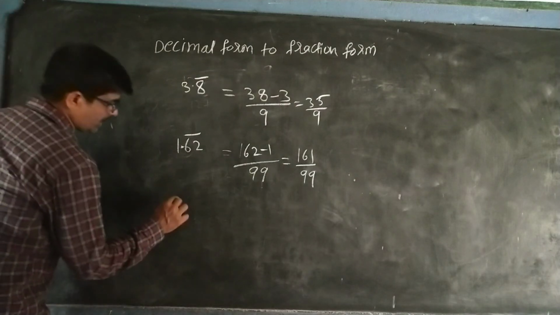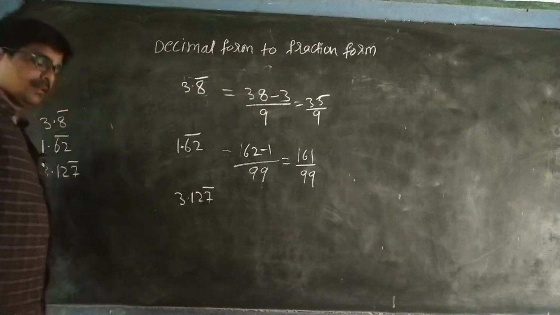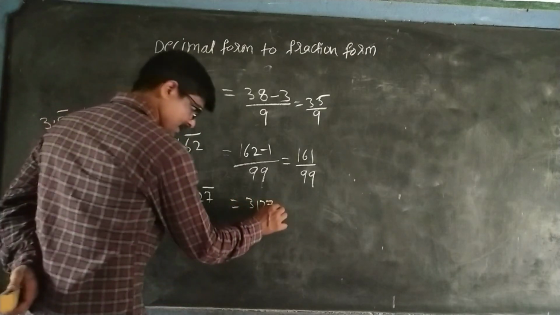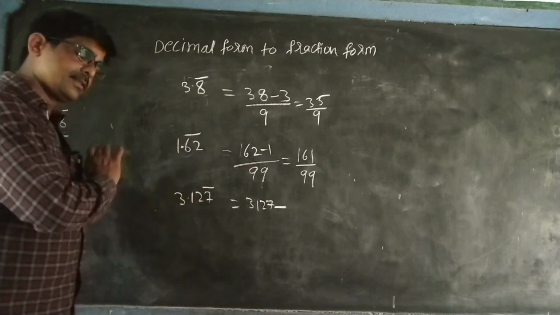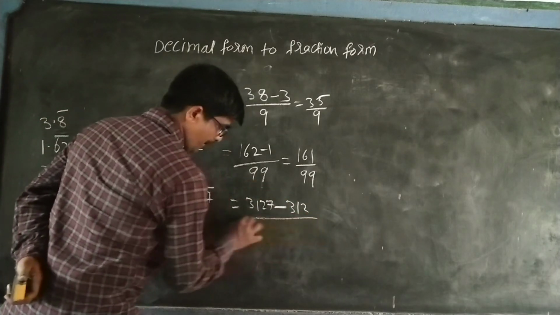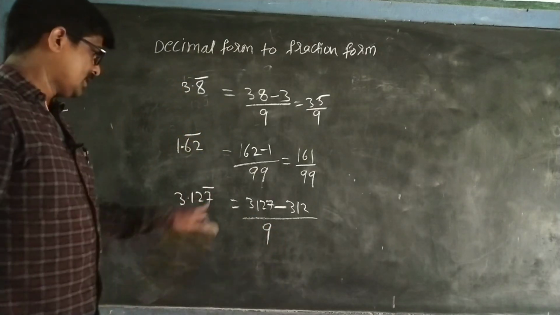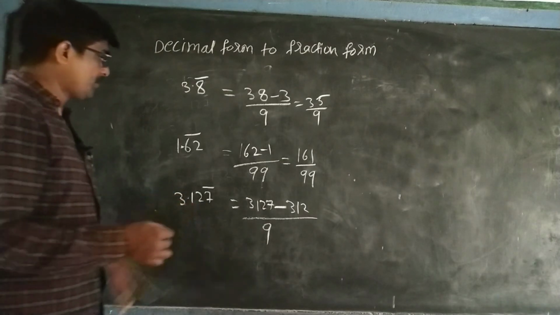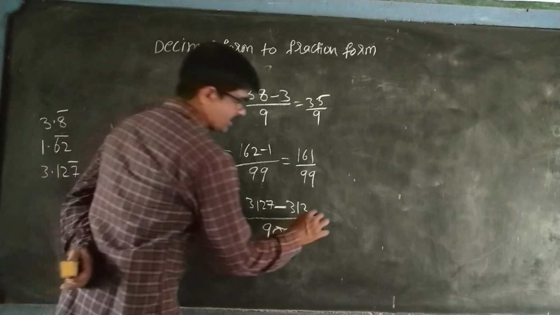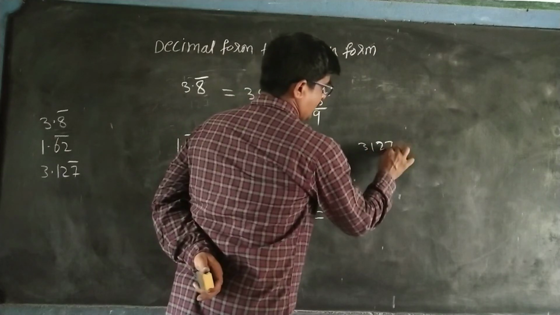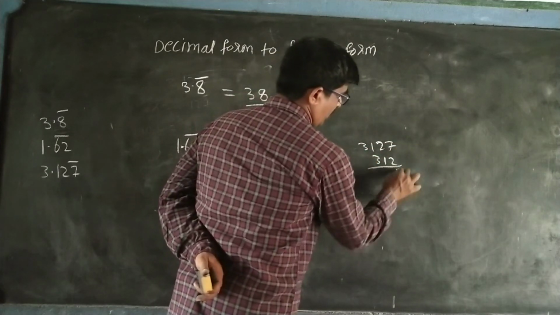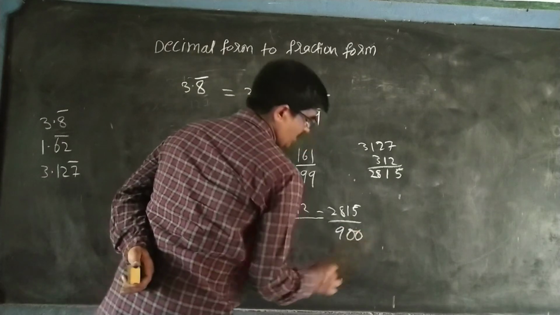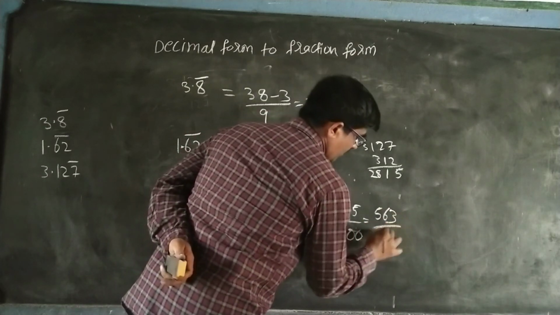Same for example 3.127 bar. Write 3127 minus 312, because only 312 doesn't have a bar, divided by 9 for the one repeating number, followed by zeros for the decimal place that doesn't have a bar. Subtracting, 3127 minus 312 gives 2815 by 900. Simplifying, we get 563 by 180.